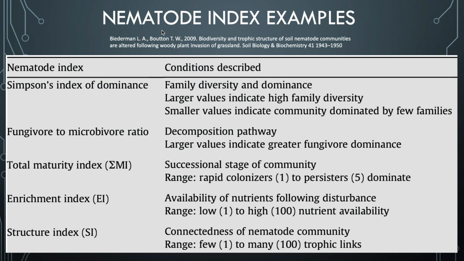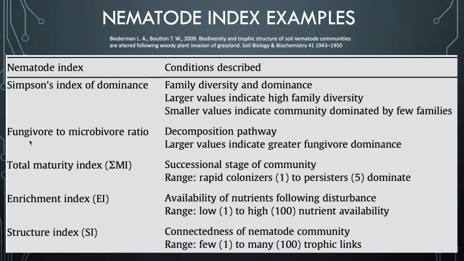And these are just some examples of nematode indices that can be used, taken from this particular study in 2009, that they used in order to assess the nematode community composition within the soil. So the nematode indices that they used include the Simpson's Index of Dominance, and this is just to give you examples of what these indices look like and what they measure. So the conditions that the Simpson's Index of Dominance describes is family diversity and dominance. Larger values indicate high family diversity, and smaller values indicate community dominated by few families.